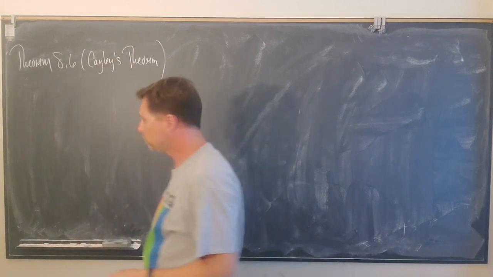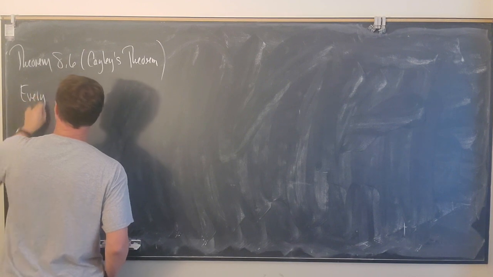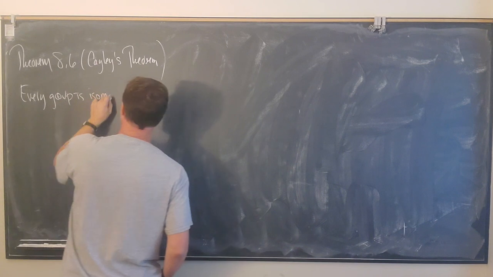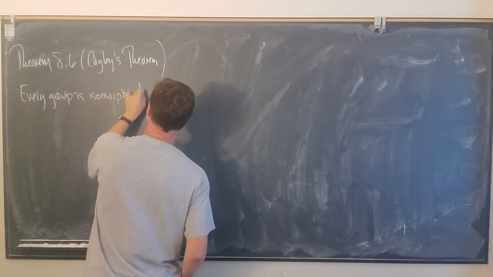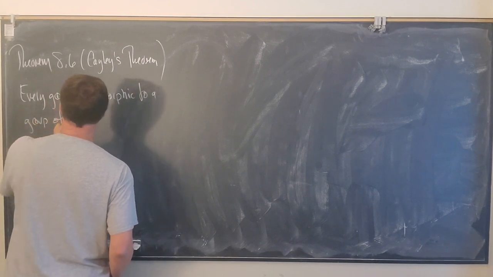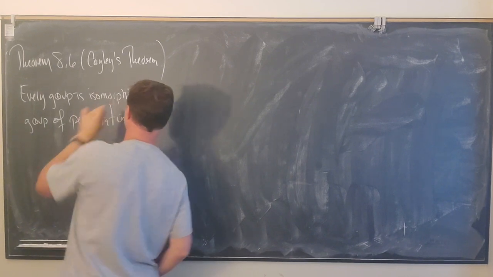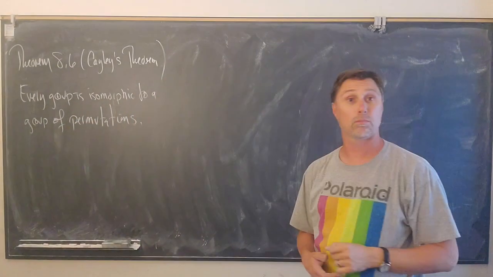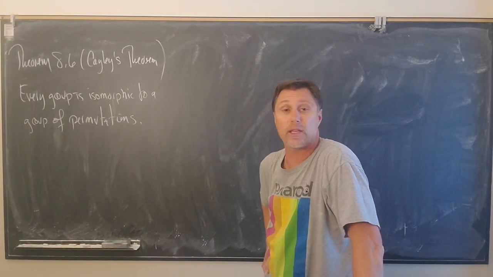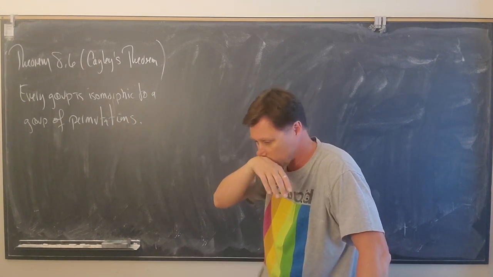It goes like this. Every group is isomorphic to a group of permutations. That's pretty amazing. What that tells you is that if you want to study groups, all you need to do is study all the groups of permutations, because every group is isomorphic to a group of permutations.